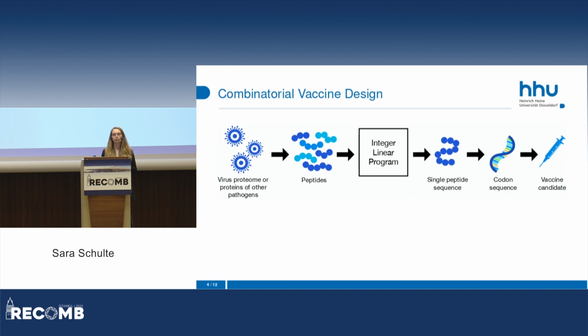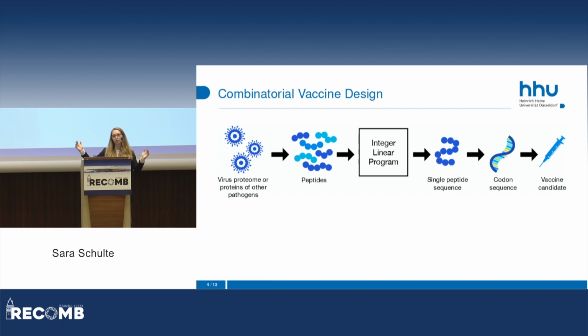In combinatorial vaccine design, the general approach looks as follows. We start with a virus proteome, we cut it into peptides, and then in our case, we have an integer linear program that selects a set of peptides that maximize population coverage and also designs a single peptide sequence, which is then eventually translated into a codon sequence, which is then the component of your vaccine. In a basic approach, those selected peptides are simply concatenated, or concatenated with spacer sequences in between, speaking of a string-of-beads approach.